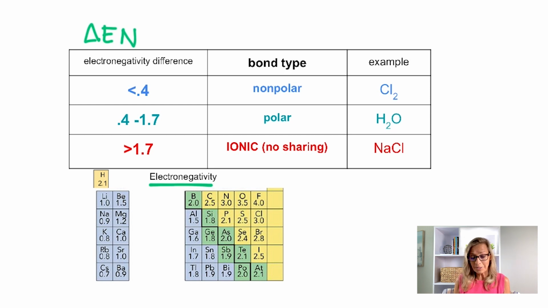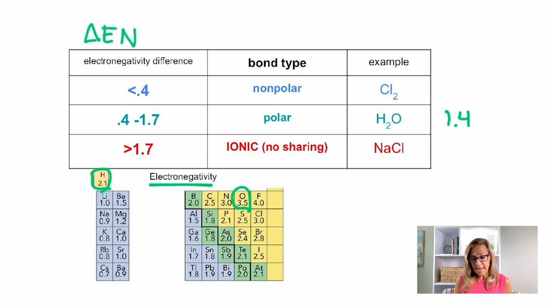Chlorine versus chlorine, obviously the difference would be 0, so that's a nonpolar bond. And then we just looked at water and the hydrogen and oxygen bond. So oxygen is a 3.5, hydrogen is a 2.1. The difference there is 1.4. And so that difference would put us in that polar category. Now, let me just say this. These are not cut and dry classes. So it's a continuum. The greater the difference, the greater the polarity of that bond.